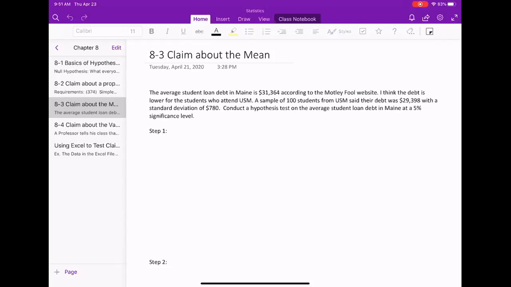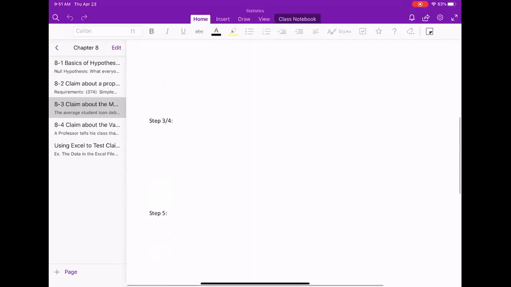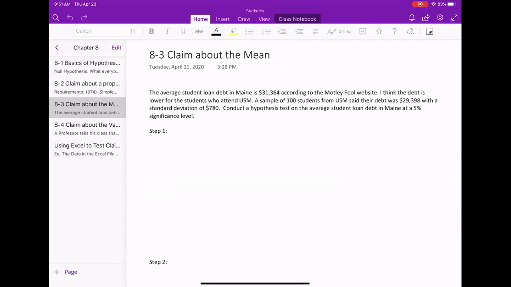Remember, hypothesis testing has steps. So we're going to go through all the steps. I already have space for us to go through them all. And we're going to go through this problem together.